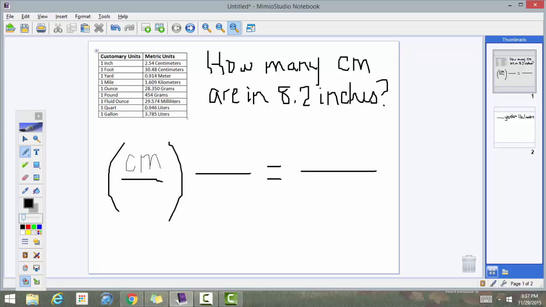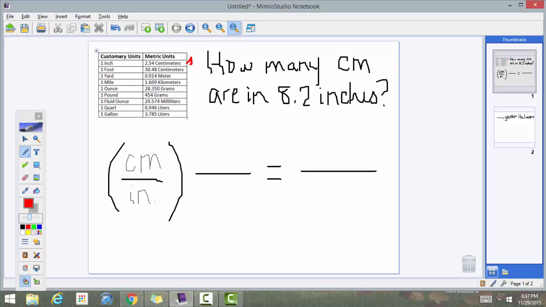For this problem, since I have centimeters coming first in the problem, I put centimeters on top and inches on the bottom. Then I have to use the conversion for that first part of my proportion. I'm trying to figure out how many centimeters are in 1 inch, or it might give me how many inches are in a centimeter. So I will be using the very first conversion, where it says 1 inch is the same as 2.54 centimeters.